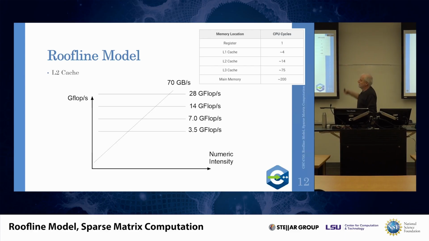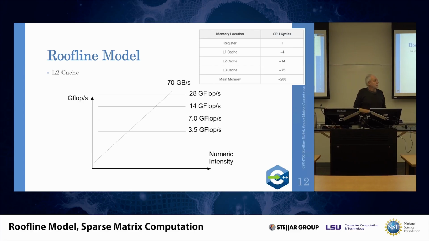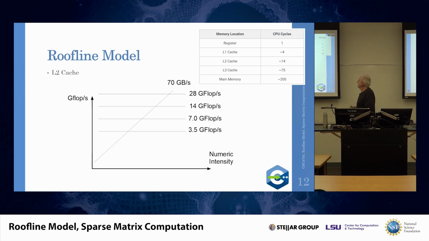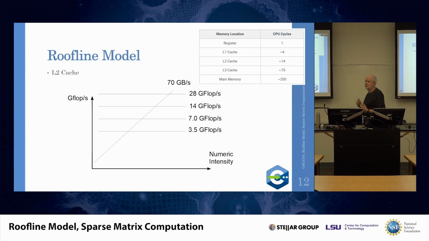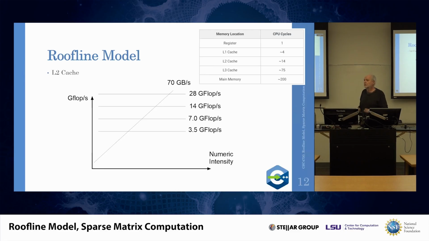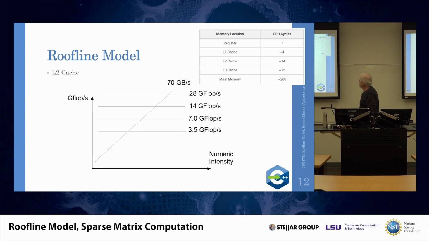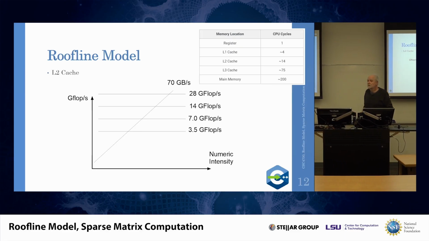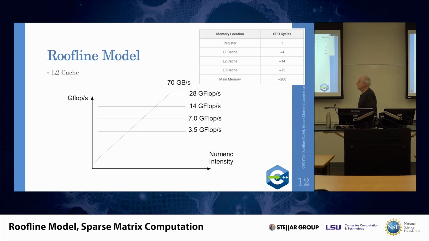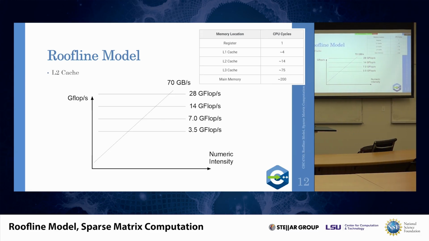If something is in the register, it takes 1 cycle to access that, so you can directly work with the data. If you have level 1 cache, it usually takes 3 to 4 cycles to get that data into the register to work with it. Level 2 cache, about 14 cycles, level 3, 75 cycles. And if you have to go to main memory, we actually have to wait about 200 cycles in order for that data to come in.